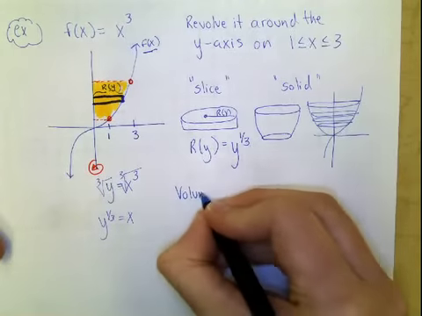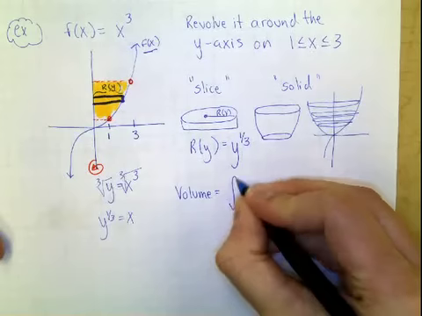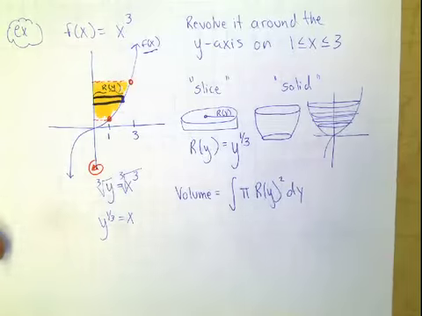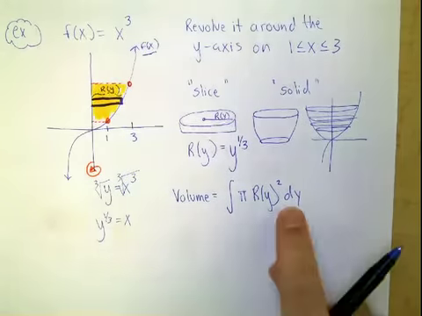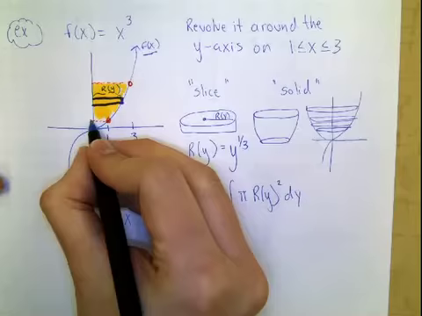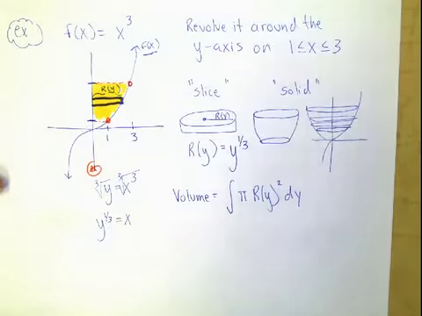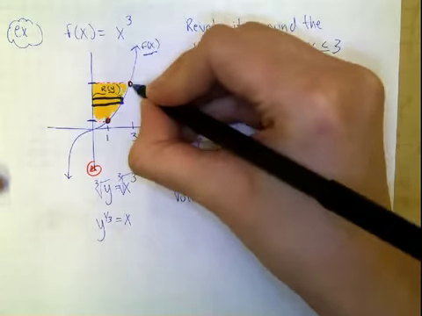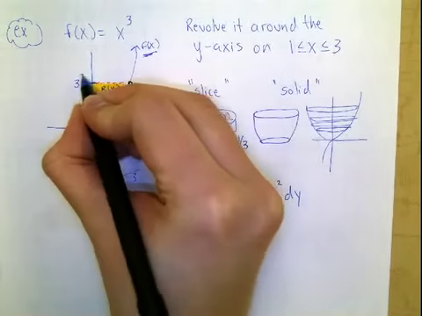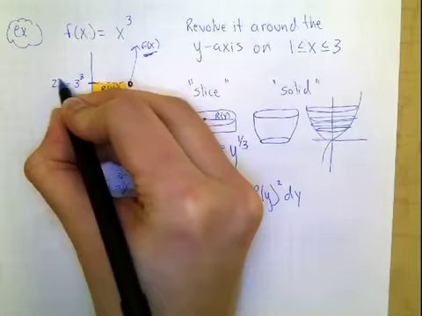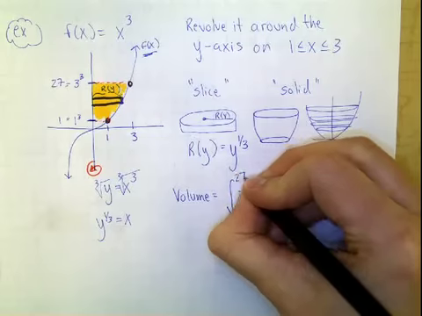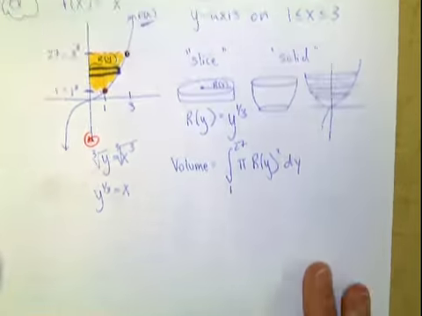So let's set up an integral. Let's write volume equals an integral with pi r squared, but it's pi r of y squared dy. The bounds on the integral are in terms of y's, so we look at the y-axis. I go over here to the y-axis, and I notice that it goes from this point to this point. So let's figure out where those points are. It was at 1 and 3, but on f of x. So this is at 1 cubed and 3 cubed, which is 1 and 27. So we're bounding the graph from 1 to 27, so 1 to 27 goes on my integral.